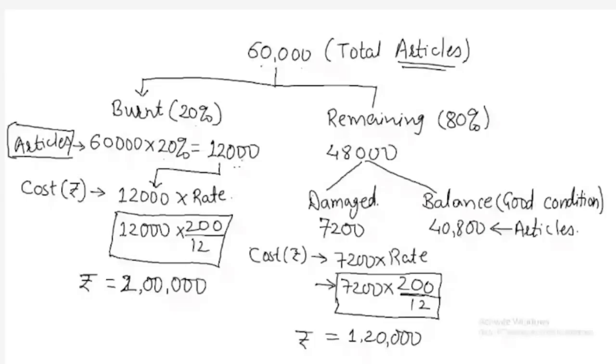Yes, 1,20,000. And what about this 2 lakh? What is this 2 lakh on the left hand side? 2 lakhs क्या है वो? 1,20,000 is damage and 2 lakhs is totally burned. Burnt goods. So total loss कितना हो गया?